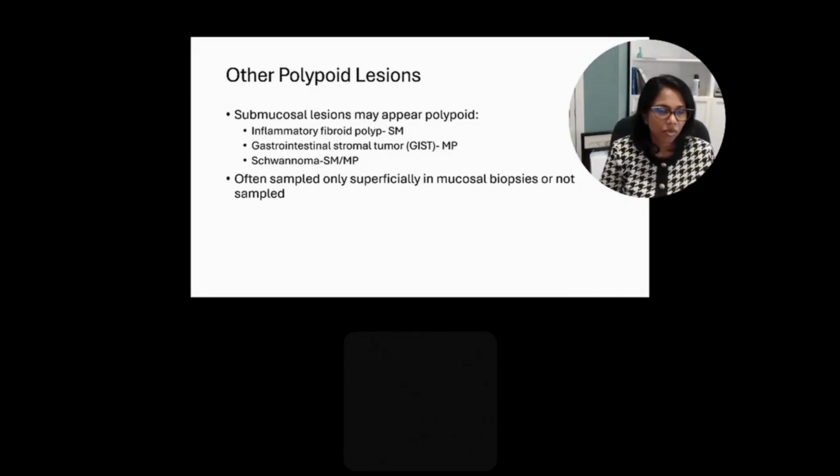You may do a CD34 to exclude it. In a gastrointestinal stromal tumor, it's always in the muscularis propria unless it's very large. It might grow into the submucosa and very rarely into the mucosa. So it's often missed on mucosal biopsies or not sampled. Similarly, schwannoma, which is either submucosal or muscularis propria, and many mesenchymal lesions have a similar pattern of distribution. So whenever you get endoscopic or clinical queries of a submucosal or deeper lesion, suggest a repeat biopsy or different mode of biopsy to capture the lesion.